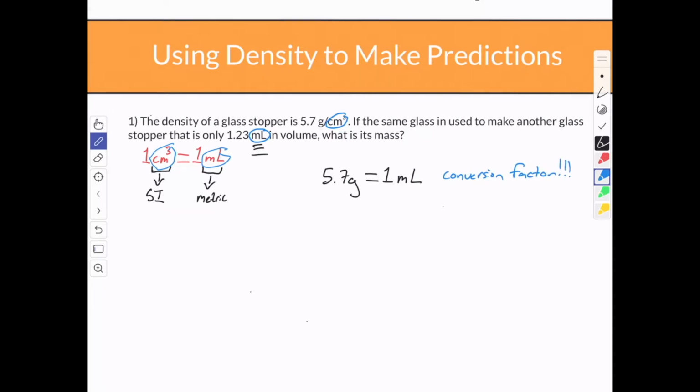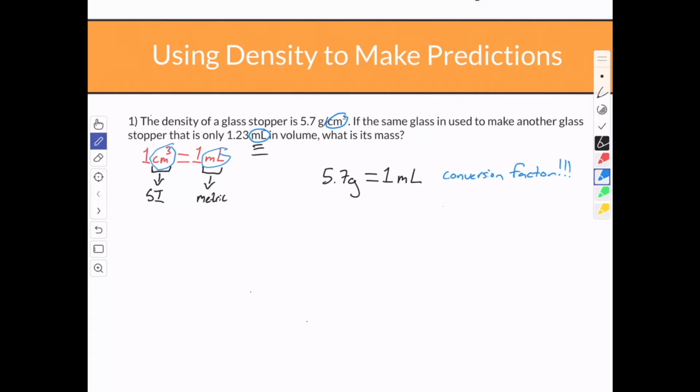Remember our problem-solving strategies. What we're always trying to do in our first step is to understand the problem and make it more simple, and that is what I'm doing right now. So when we have a density problem and we are given the density and we're missing one of the values, either the volume or the mass, but we're given the other, guess what we can do? We can convert, because density is a conversion factor. And that's what we mean by using density to make a prediction.